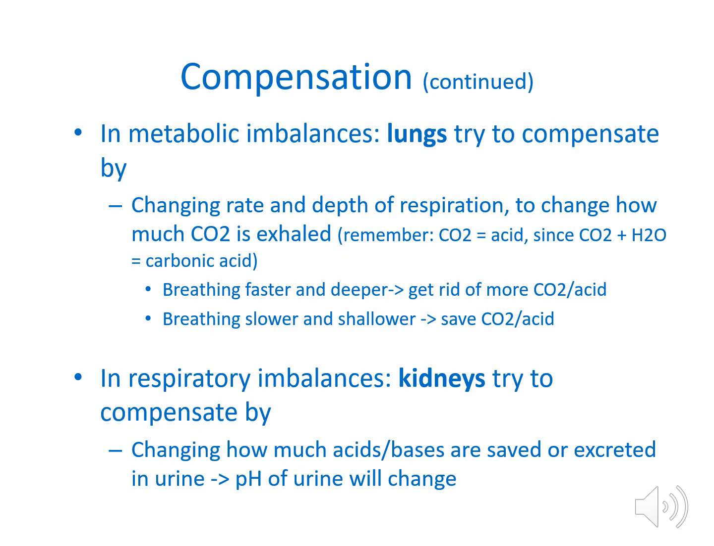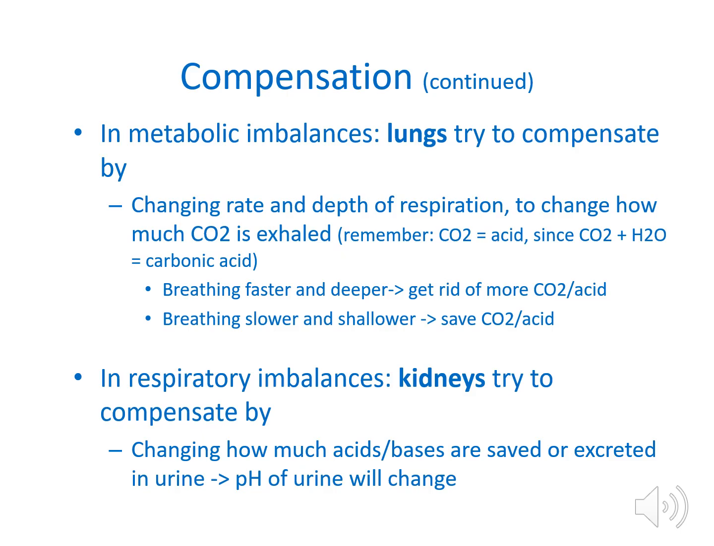So it makes sense then that in a metabolic imbalance, it's the kidneys that are causing the problem, and the lungs are going to try and fix the problem. And the way the lungs try to fix the problem is by changing how fast or how deep you breathe, so that changes how much carbon dioxide gets exhaled, right? Remember, carbon dioxide is basically acid, right? Since all you have to do to carbon dioxide is add water and you get carbonic acid.